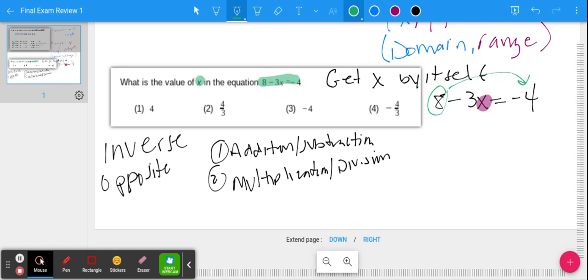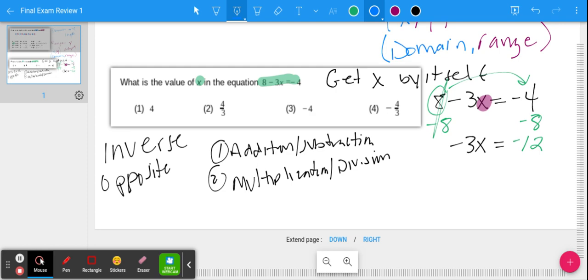How do we do that? Think of inverse operations. It's a positive 8, so we're going to subtract 8, but you have to subtract 8 from both sides of the equal sign. So positive 8 and negative 8 cancel out. We're left with just -3x on the left-hand side, and then -4 and -8 combined, we get -12. You can always put that in your calculator. Now we have -3x equals -12.